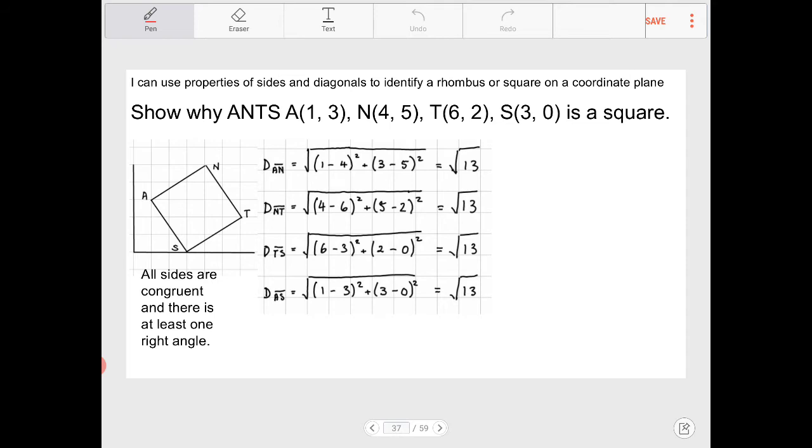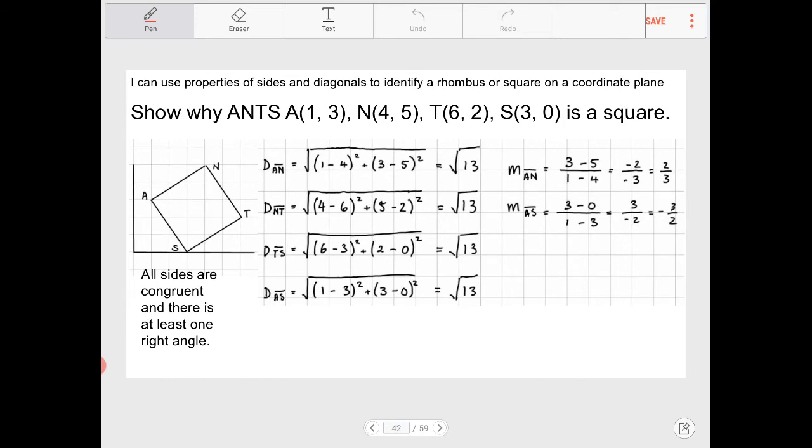So in order to accomplish this, you can pick any pair of adjacent sides. So I chose AN and AS. You could have chosen another pair of sides, but the point is they cannot be opposing sides. They have to be sides that are next to one another. Okay, so the slope of AN, as it turns out, is in fact 2/3. The slope of AS is -3/2.